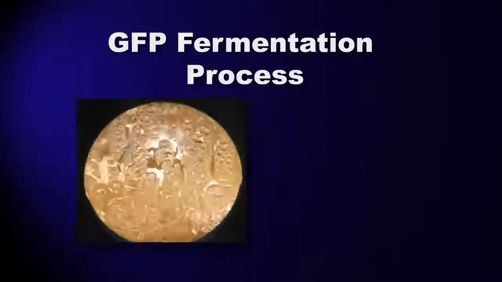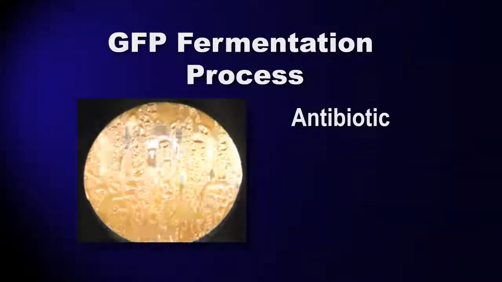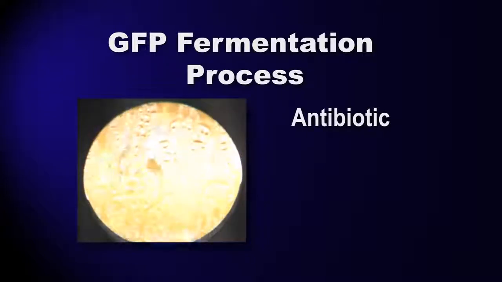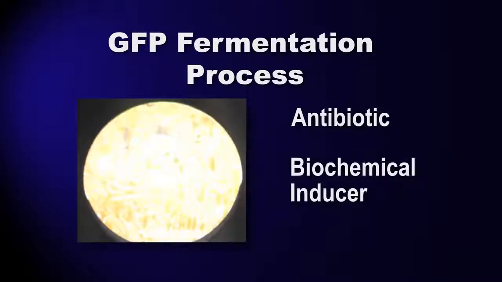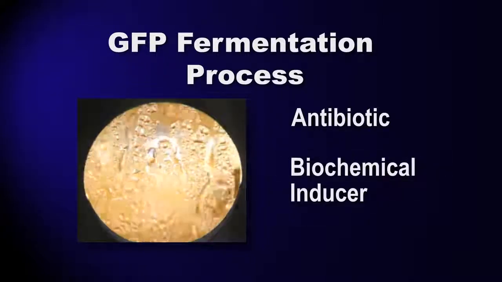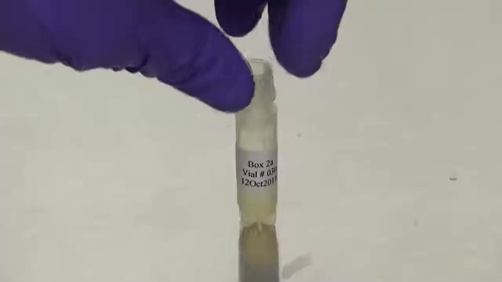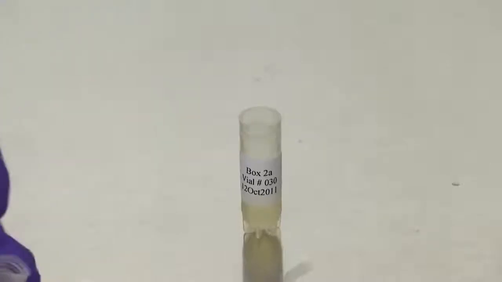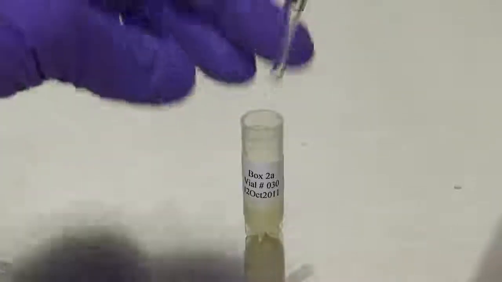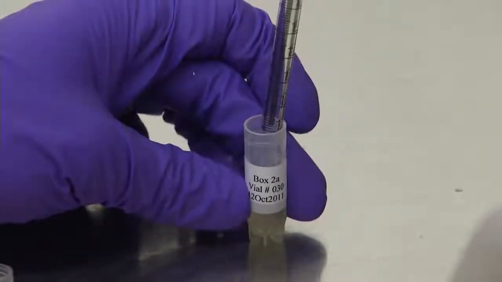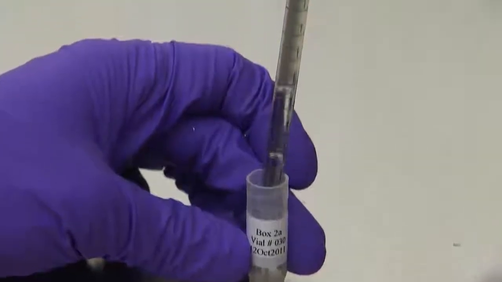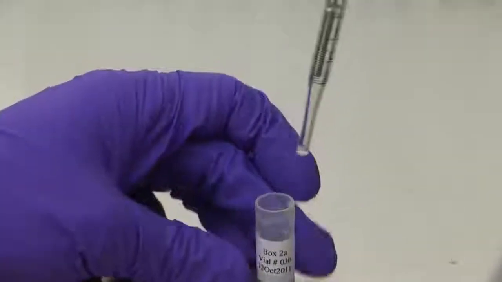In the GFP fermentation process, we'll need to add an antibiotic to protect the purity of the batch, and then, late in the process, a biochemical inducer to turn on the GFP gene. Our materials for this process will include a bacteria seed stock, in this case E. coli, that has been genetically enhanced to produce GFP.